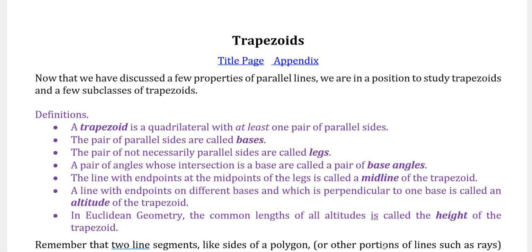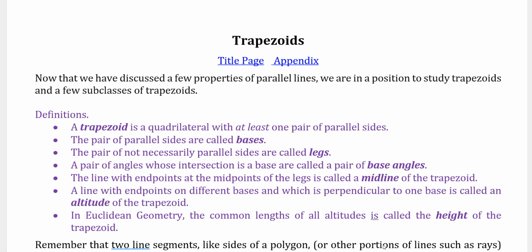Now, our definition is a trapezoid is a quadrilateral with at least one pair of parallel sides. Last week, in the last playlist, we talked about why we wouldn't want to use that inclusive definition so that parallelograms, quadrilaterals with two pair of parallel sides, are also trapezoids. The pair of parallel sides are called bases. The pair of not necessarily parallel sides are called legs.